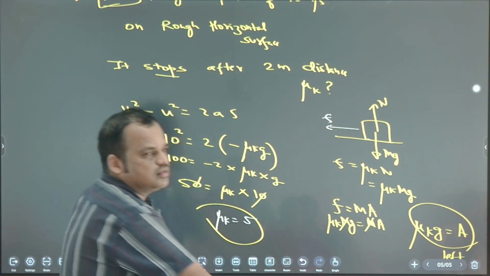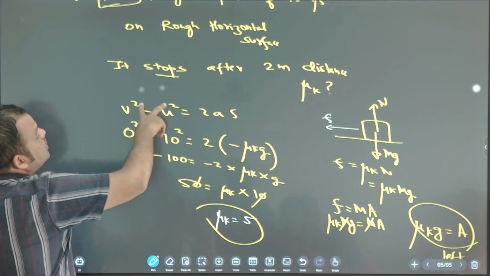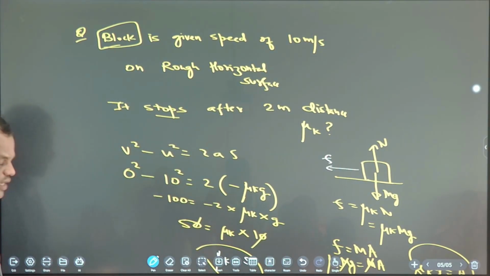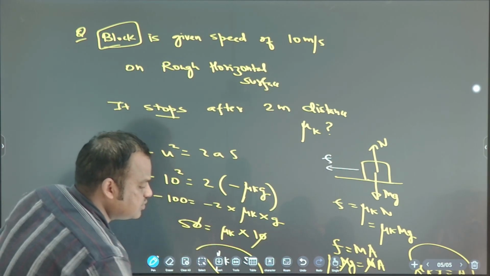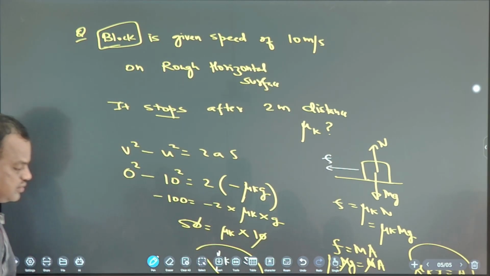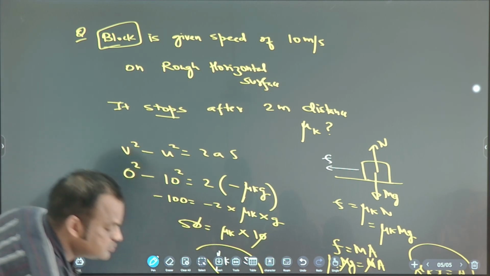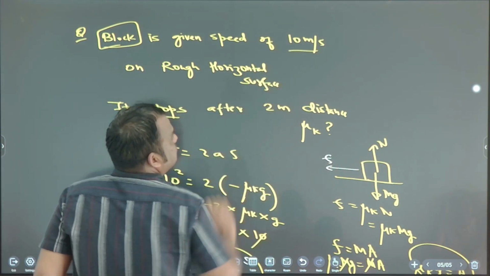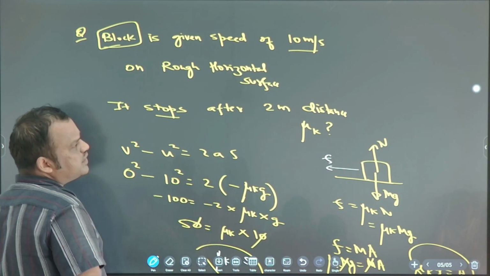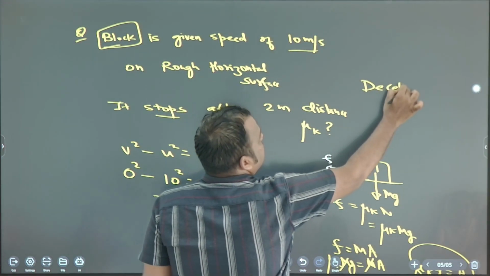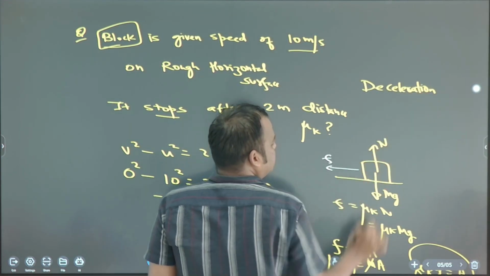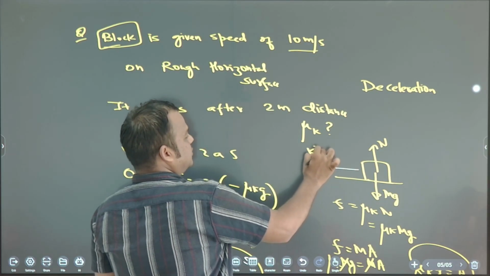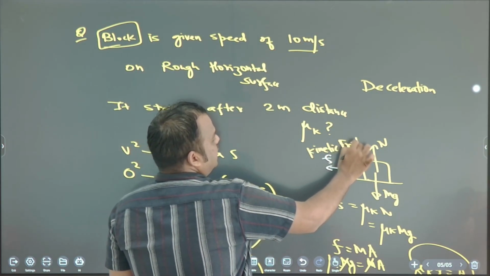Tell me this one. See, it is like this. Suppose this is the block. I have given a speed like this. Tell me, what is the final velocity? Final velocity 0. And what is the initial speed I have given? 10 meter per second. So it is deceleration. Why is it stopped? Because of kinetic friction. Understood?